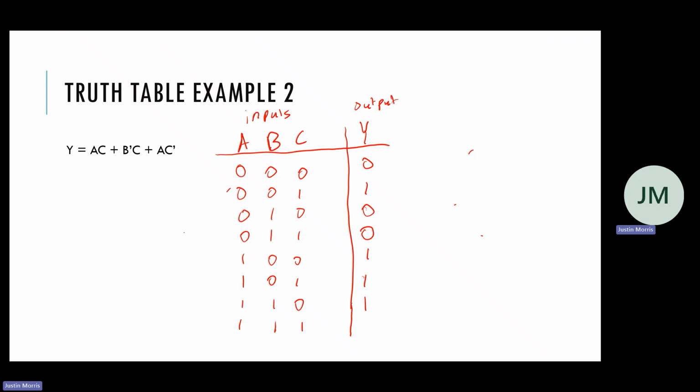And then for our last row, AC is. So do I even need to think about the other ones? Okay. So we're all refreshed on truth tables. No questions about truth tables?